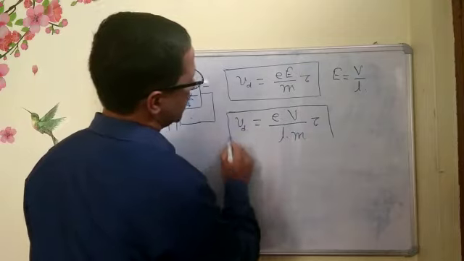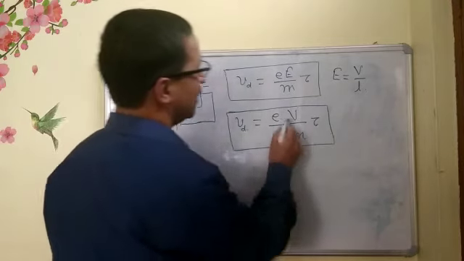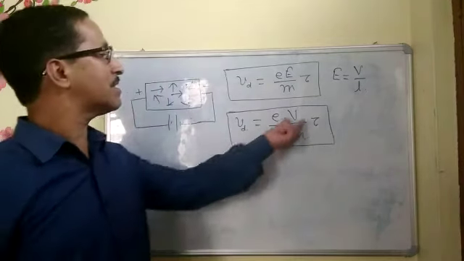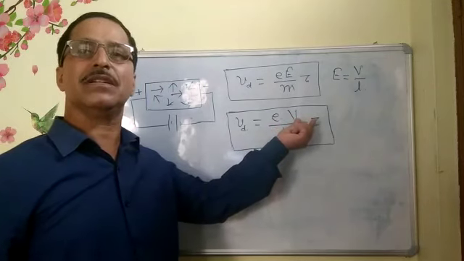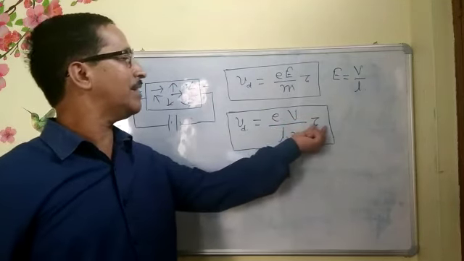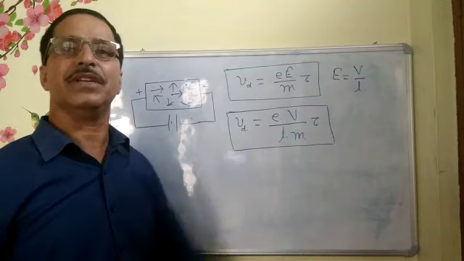This is the expression for drift velocity in terms of the potential difference between the ends of the given conductor and the relaxation time of free electrons.